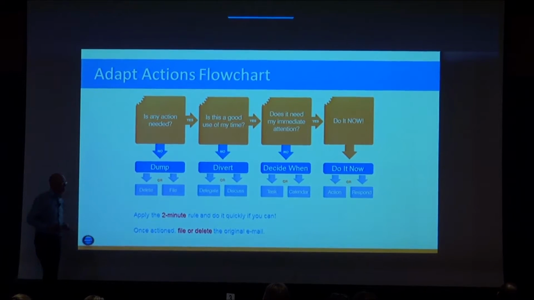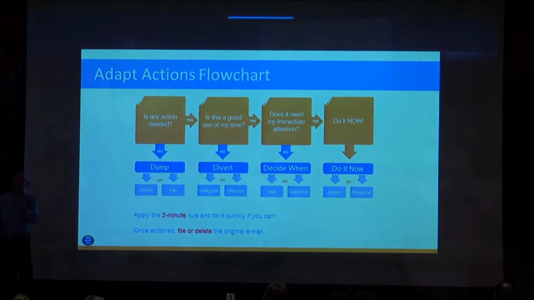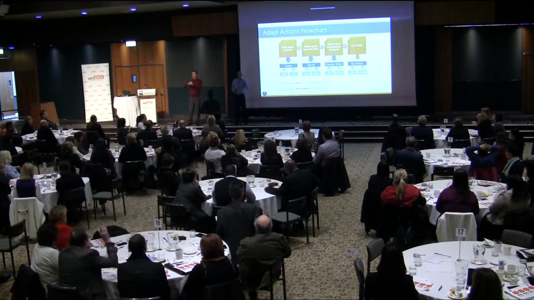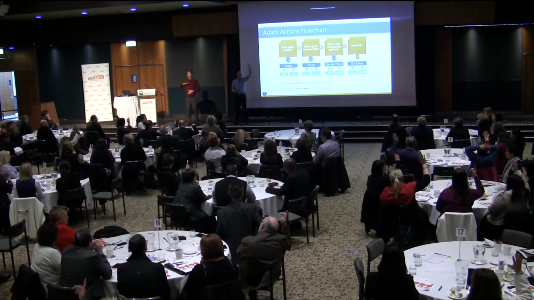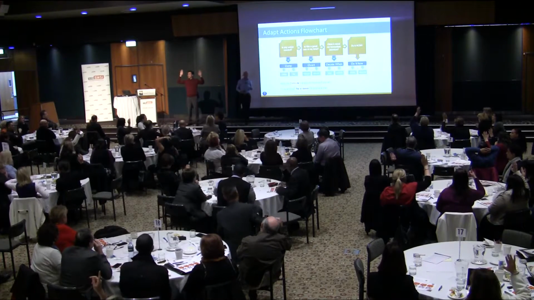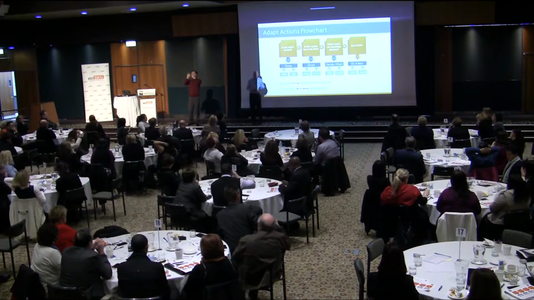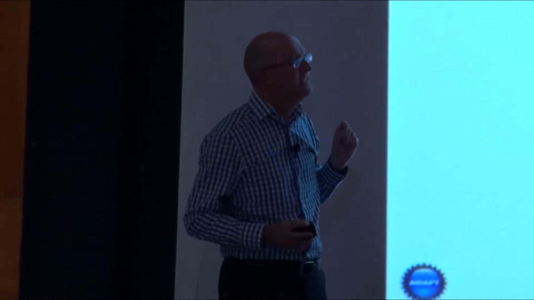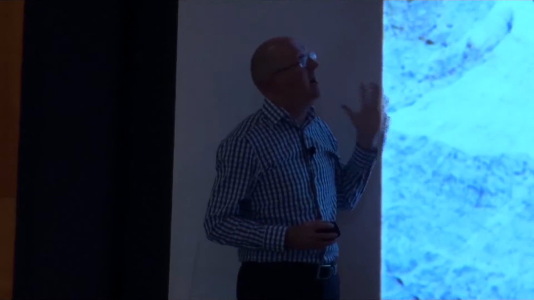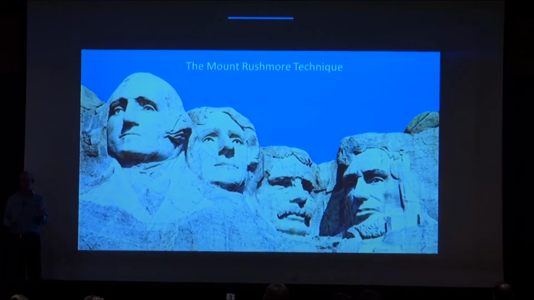So, show of hands, who kind of likes the idea of getting to zero, but they've got a bit of a mountain to climb? They've got lots of emails in their inbox because this can be a barrier sometimes. Some people say, look, I'd love to get to zero, but to be honest, I've got so many emails in my inbox, it's probably going to take me 3 weeks to get to zero. What I'm going to suggest you do in that situation is apply the Mount Rushmore approach.